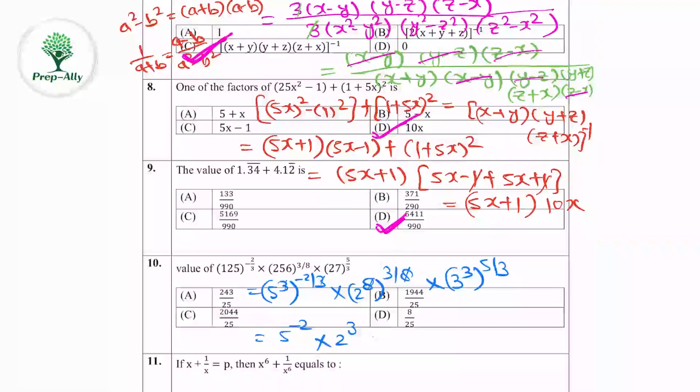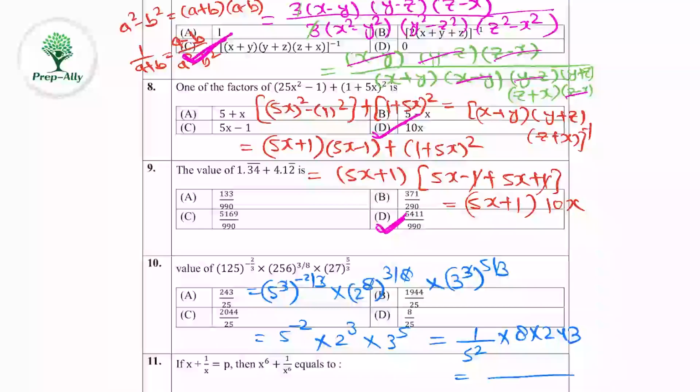It will become 2 raised to power 3. Again 3 and 3 is cancel out. This is 3 raised to power 5. So 5 raised to power minus 2 we can write 5 square. 2 cube is 8. 3 raised to power 5 is like 3 into 3 is 9. And again 9 into 3 is 27. 27 into 3 is 81. 81 into 3 is 243.